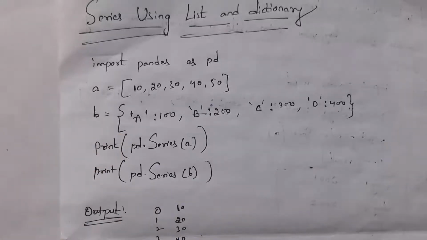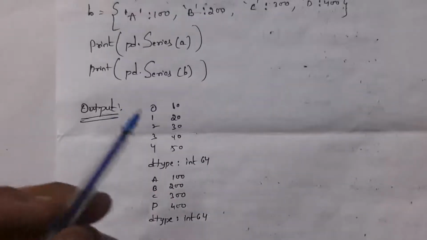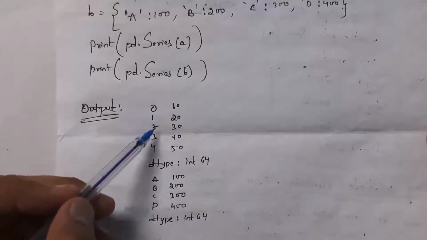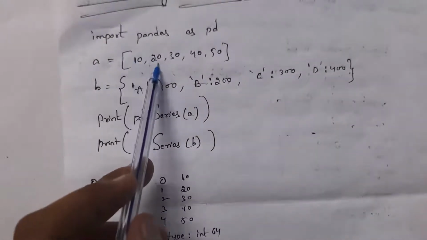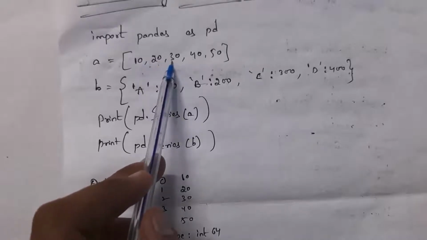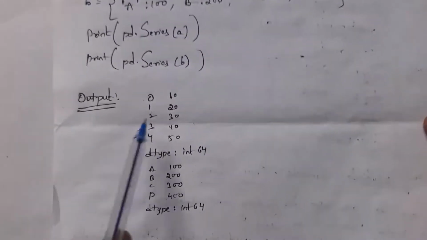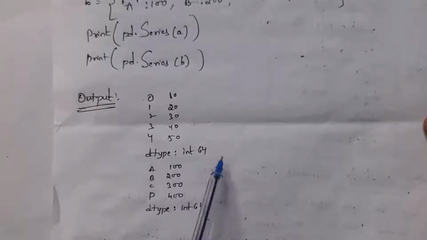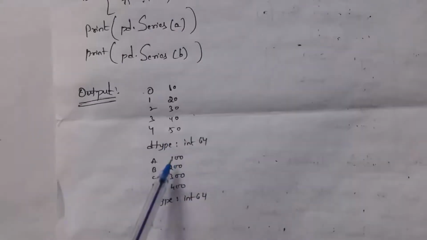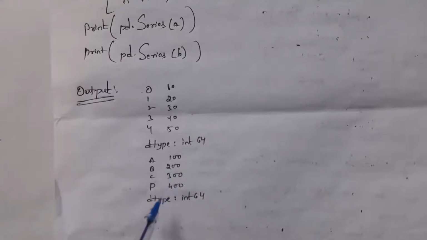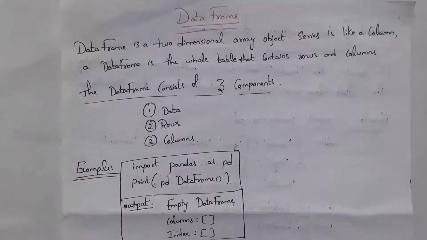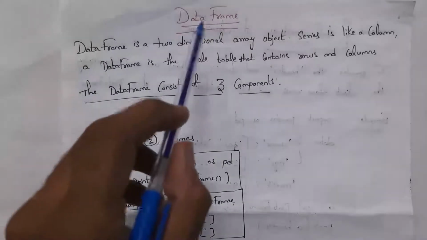So whenever you run this program, this is my output. At first it will display index numbers 0, 1, 2, 3, 4. Index number 0 contains 10, index number 1 contains 20, index number 2 contains 30 and so on. And at last it will display the data type, that is int64. And next it will display the dictionary series 100, 200, 300 and 400. All are of integer type, so it will display the data type, that is int64. This is my output.